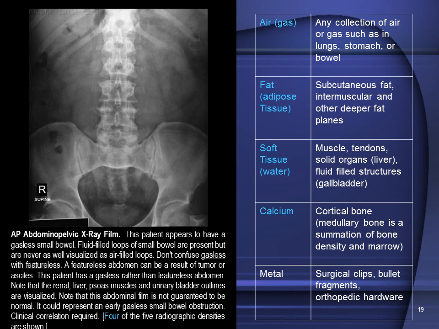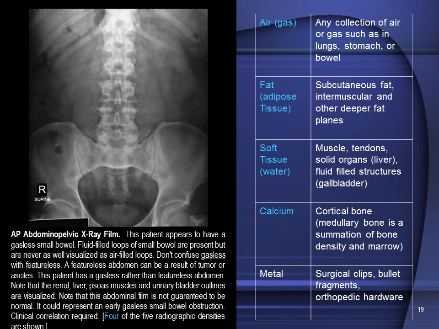This marker here is what we call a Mitchell marker. In this case, it's telling us that this is the right side of the patient, and that the patient is in supine position when the film is being taken. That means that they are lying on their back on the radiographic table.